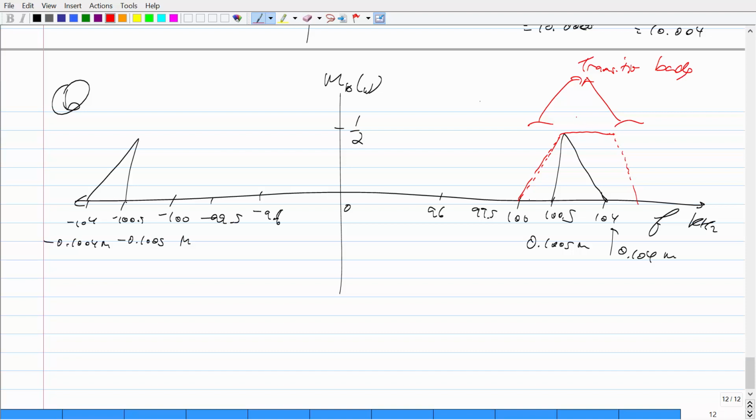All right? And then you can make between here and here your stop bands. You can do the same thing on this side, right? So you can go from 100 to 104, and then down like that. Okay, so that's how you design the first bandpass.